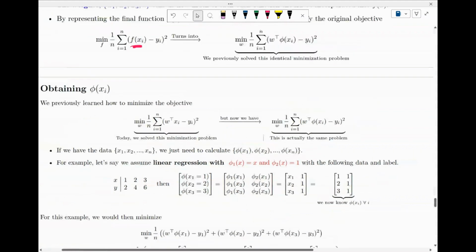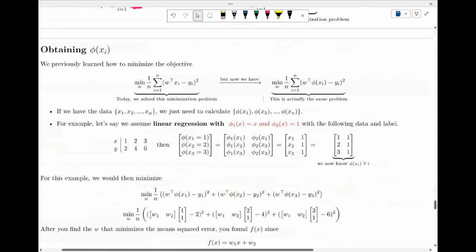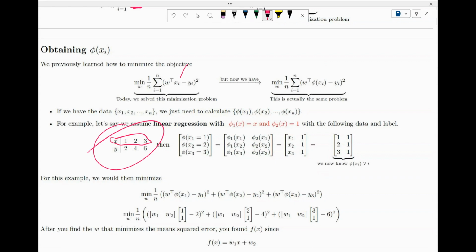Now, let's say we have the data x1 all the way to xn. And remember I told you, this is a vector, this is also a vector. We just need to take each sample and convert it into this vector. So how do we do that? How do we convert this into this? Well, it's actually quite easy. Let's say these are the data. They're all one dimension, and this is the label.